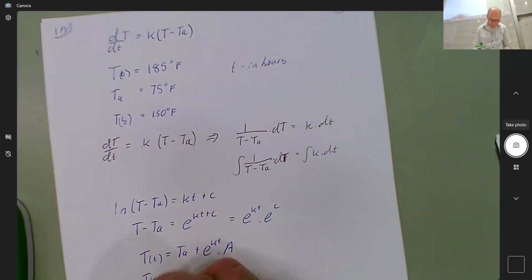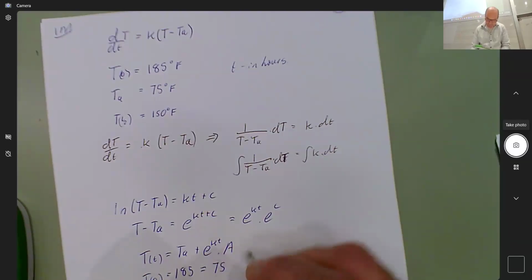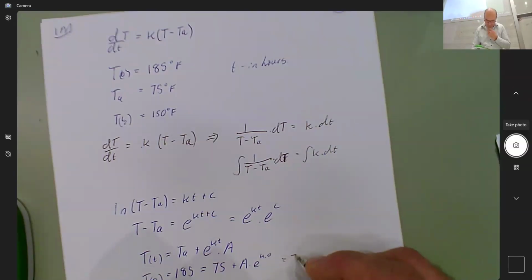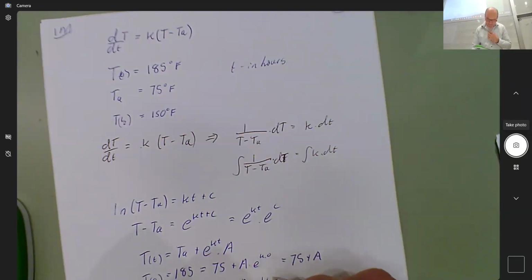T of 0 is equal to 185. But it's also equal to, T_A I said was 75, plus A times e to the k times 0. That number is 1. This is like 75 plus A. And so therefore, A is equal to 110. You kind of know this because you've done this enough times.